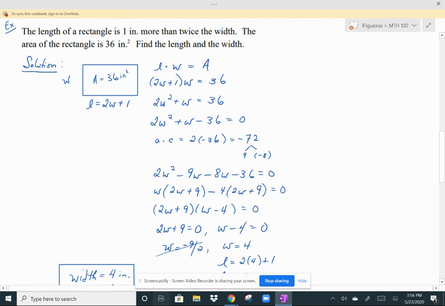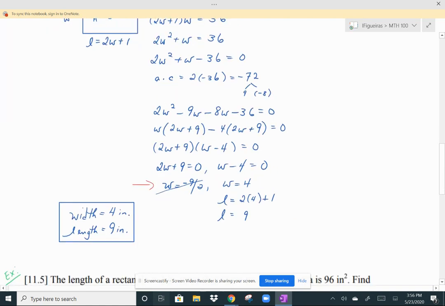Now we take each factor, set it equal to 0. That's what you see here. Solve them, and your first answer is that W is negative 9 halves. I put a line through it because you cannot possibly have a negative dimension. You cannot have a negative width on a rectangle, so that is an impossible solution to this problem. But here we get W is equal to 4. You can certainly have a width of 4. Now I need to find what the length is. Remember, the length is 2W plus 1, which is what you see right here. 2 times 4 plus 1, which gives me an answer of 9. So the width of the rectangle is 4 inches and the length is 9.